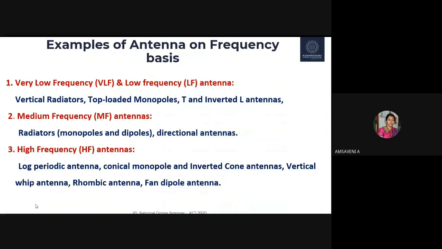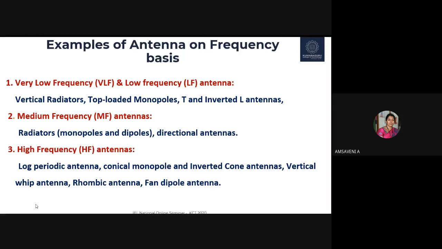And the antennas suitable for various frequency bands. For example, for very low frequency and low frequency applications, you can prefer a vertical radiator. It's nothing but your monopole antenna. Vertical radiators are simply a monopole radiator or top-loaded monopoles, T and inverted L antennas. And for medium frequency, you can use monopoles and dipoles and other directional antennas.